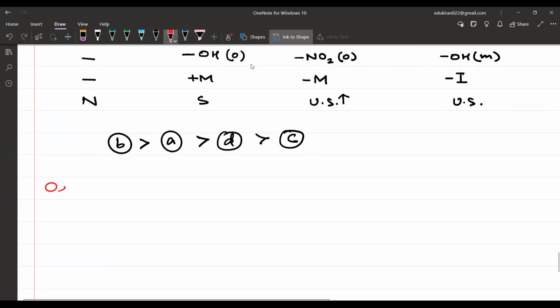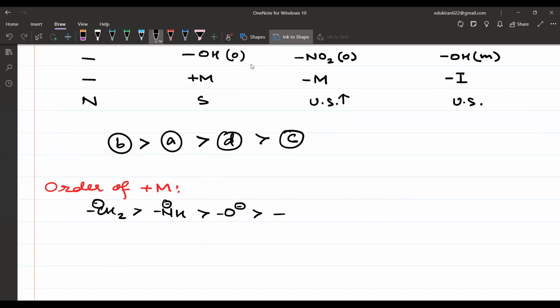Right, next, order of plus M. So highest electron donation power is with CH2 negative, followed by NH negative, followed by O negative, followed by NH2, then you have OH. नहीं, एक सेकंड, NH2 के बाद आपके पास वो सब्स्टिट्यूटेड अमीन्स आ जाते हैं, so you will have NHR, then you will have NR2, उसके बाद you are going to have OH, after OH you are going to have OR.